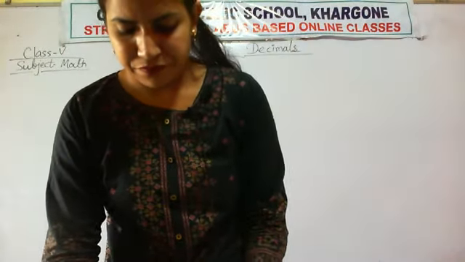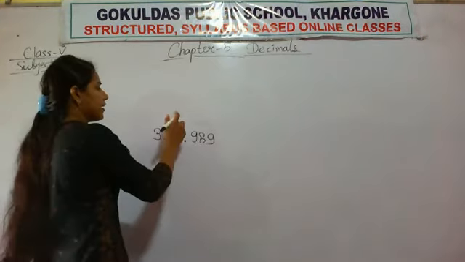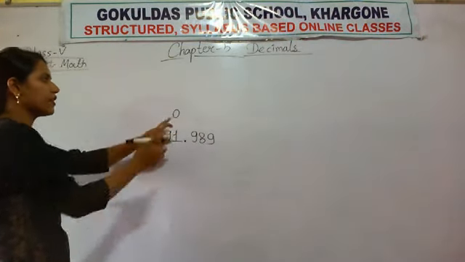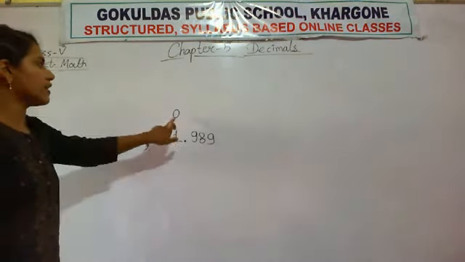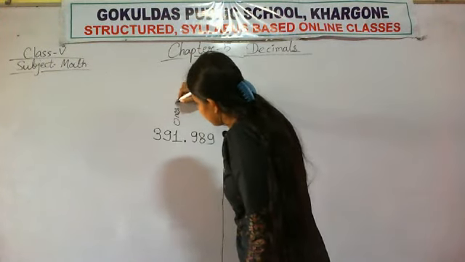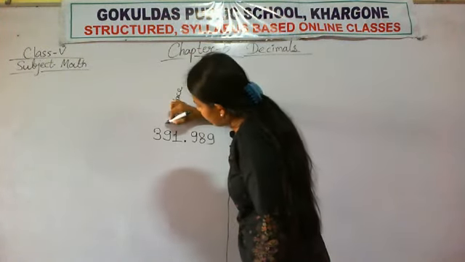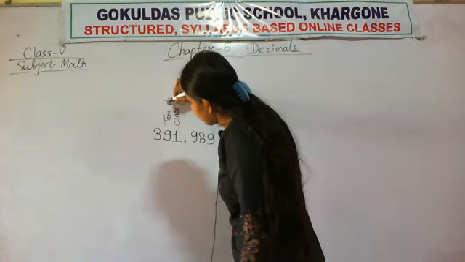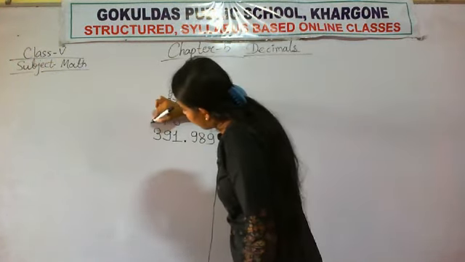The decimal point is always used after the units place. Suppose I have the number 391.989. So here 1 is located at the ones place. 1 is at the units place, or the ones place. Here 9 is at the tens place. 3 is at the hundreds place.